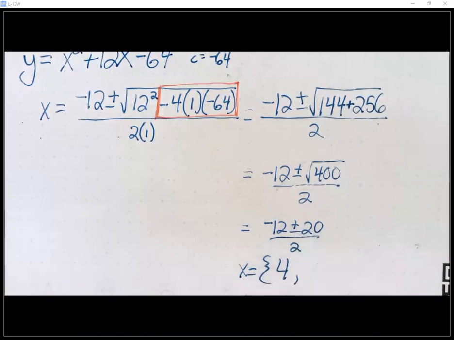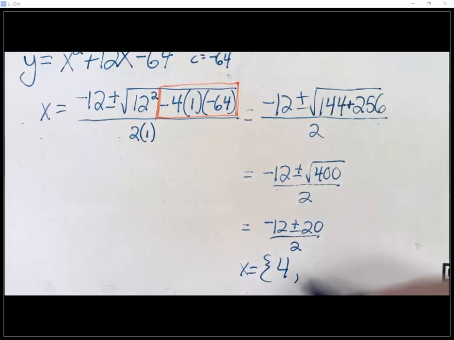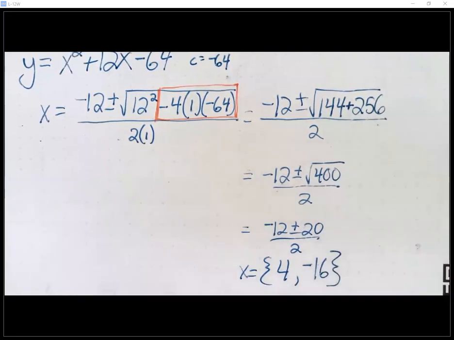Then I go down the bottom row, negative 12 minus 20. Oh, negative 12 minus 20, that would be a negative 32, right? And then I just divide that by 2. So negative 32 over 2, isn't that negative 16? So there, friends, are my two answers. If I were going to graph that parabola, it would cross the x-axis at 4 and at negative 16.